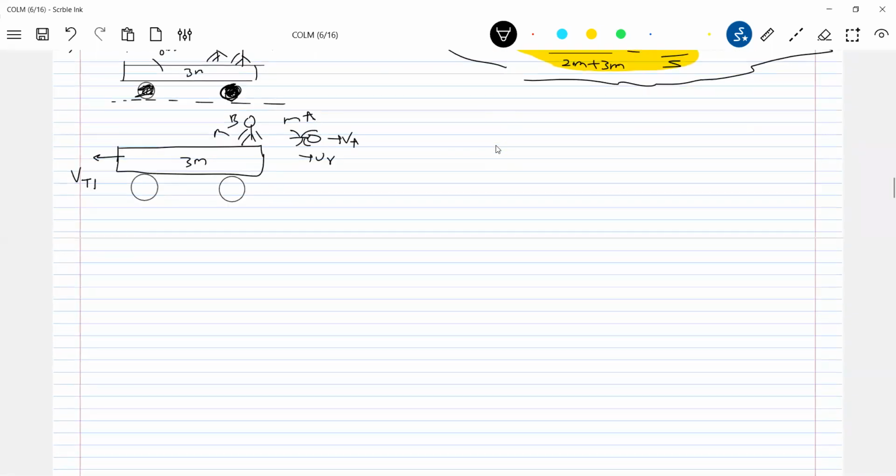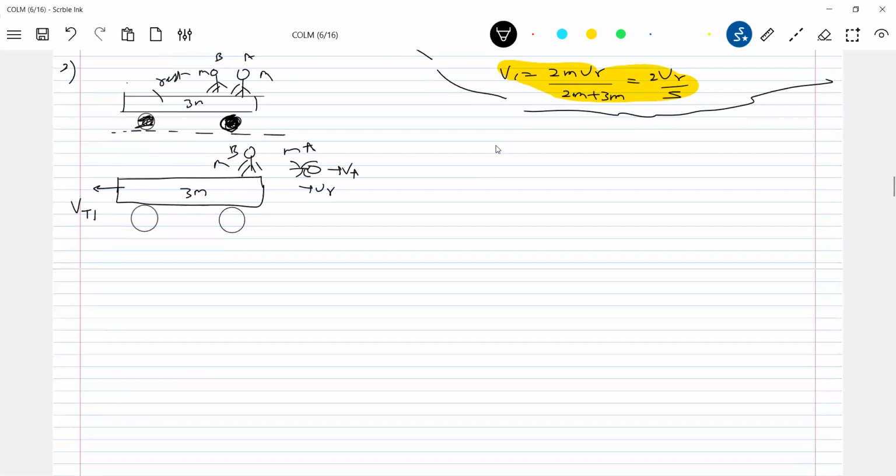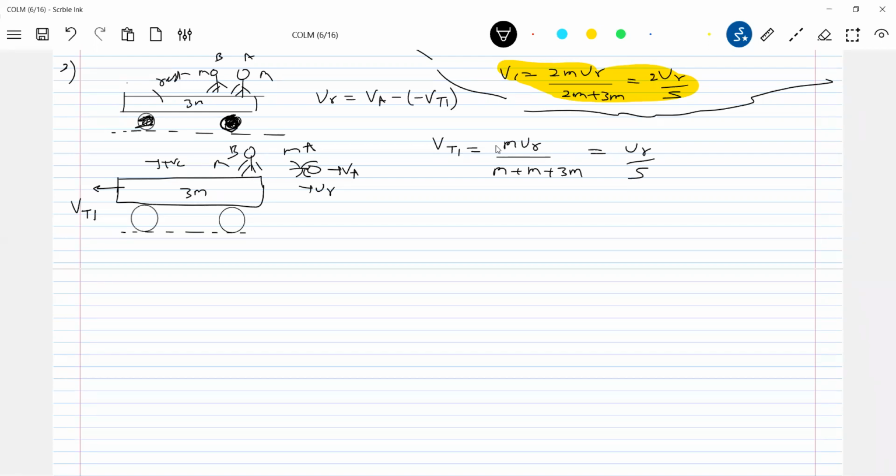Yeah, fine. Okay, now write the conservation again. Can we directly write the expression for VT1? No need to solve because you are already aware of this condition. What is the mass ejected? M. UR divided by the total mass of the system, m plus m into 3m. So this is UR by 5. Or what was the mathematics? UR is equal to VA minus VT1. Substituting that value of VA and solving.